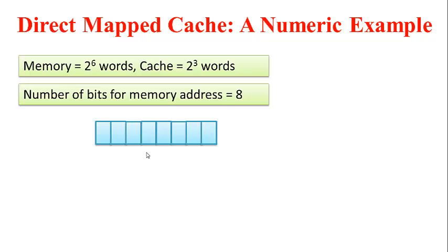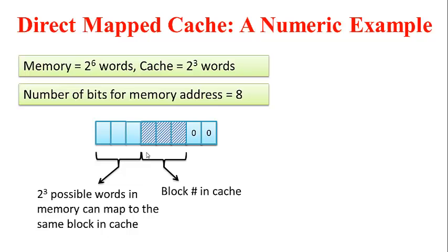Here are the 8 bits of memory. The MSB 6 bits correspond to the word address, of which the last 3 bits correspond to the block number in cache. The next 3 bits represent the fact that there are 2 power 3 possible words in memory which can all map to the same block in cache. So any of these possible 8 words can be there in each particular cache location.